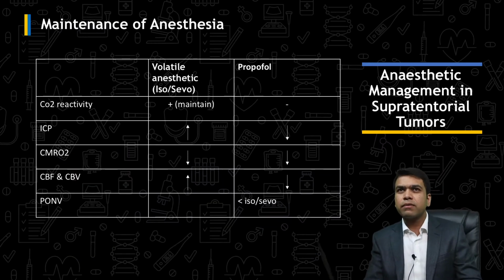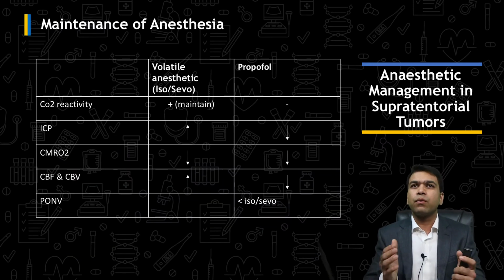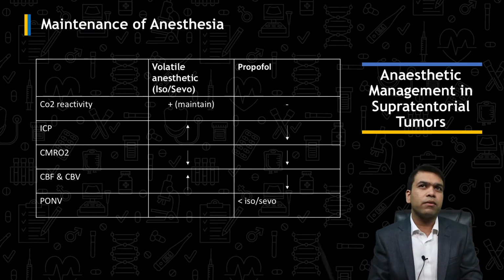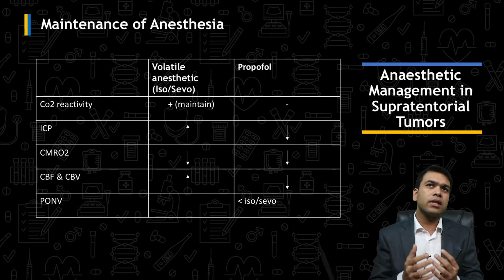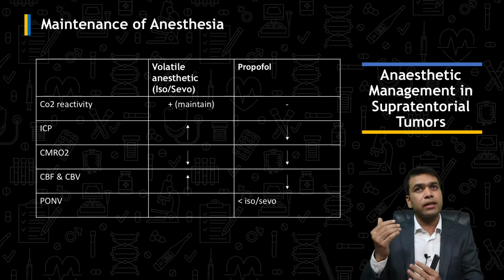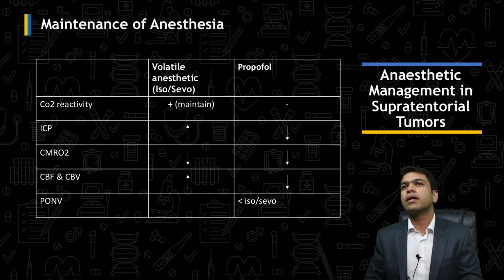So coming to maintenance of anesthesia in this particular case, volatile anesthetics are known to increase the cerebral blood flow and intracranial pressure. Theoretically, brain bulge can increase with volatile anesthetics. On the other side, total intravenous anesthesia with propofol decreases the cerebral blood flow and intracranial pressure. So theoretically, you can have a lax brain.